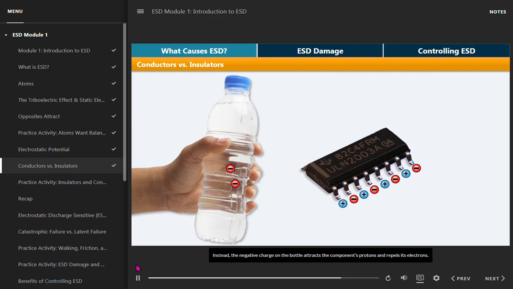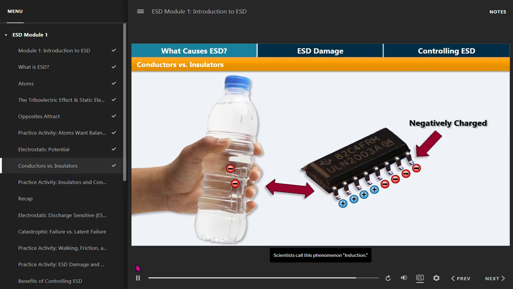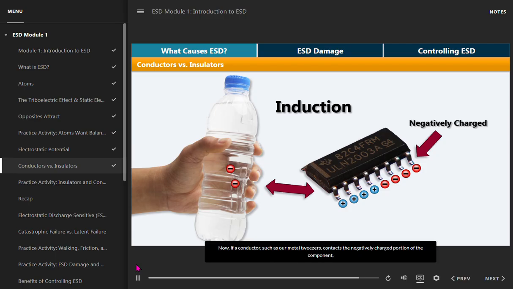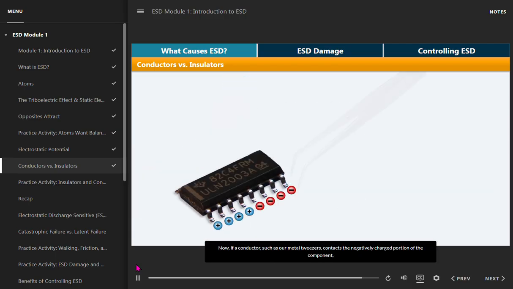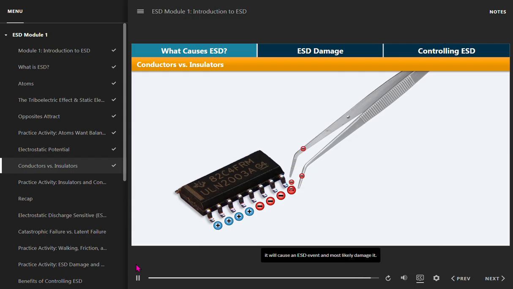Instead, the negative charge on the bottle attracts the component's protons and repels its electrons. This causes one end of the component to become negatively charged. Scientists call this phenomenon induction. Now, if a conductor, such as our metal tweezers, contacts the negatively charged portion of the component, it will cause an ESD event and most likely damage it.